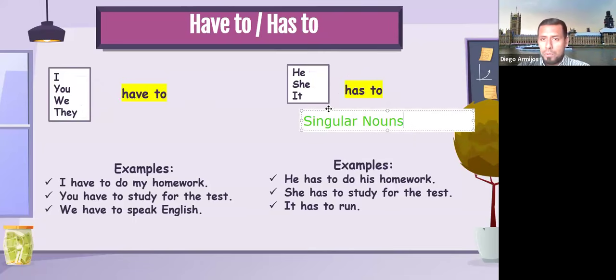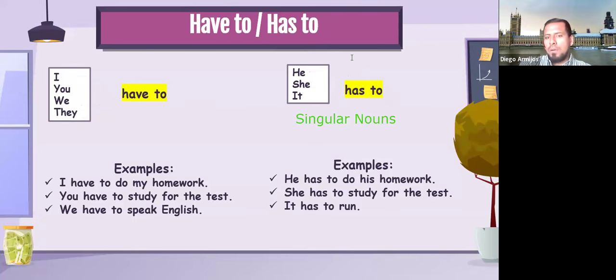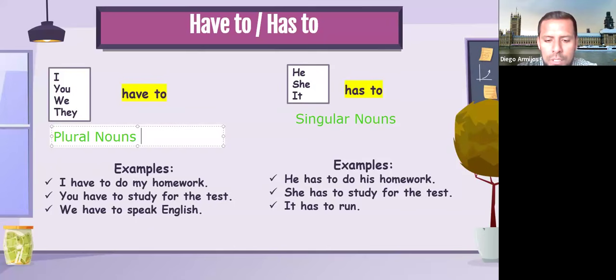When you use has to, it's because they are singular nouns, or with the pronouns he, she, it, which represent he for man, she for woman, and it for things, objects, etc. Okay, very good. On the other hand, here we have another easy thing to remember. We're gonna use have to with plural nouns and the pronoun I, okay? So keep that in mind, please. When you are gonna use these kind of things, don't forget. Have to with plural nouns and with the pronoun I, and has to with singular nouns and the pronouns he, she, it.